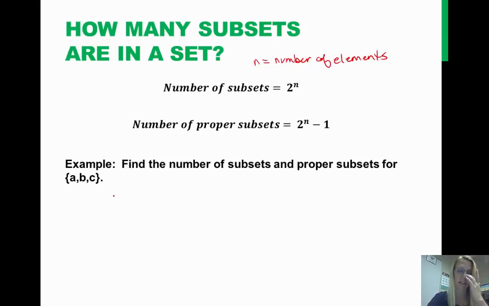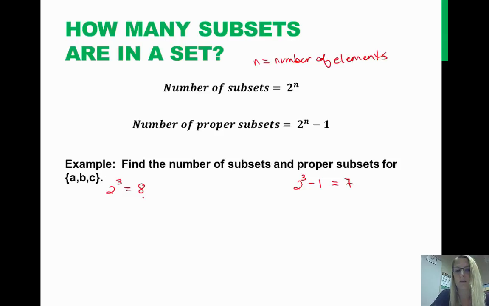So let's look at this example. We have {A, B, C}. We know that there are 3 elements in this. So the number of subsets is 2 to the third. That's 8. The number of proper subsets is 2 to the third minus 1, which is 7.